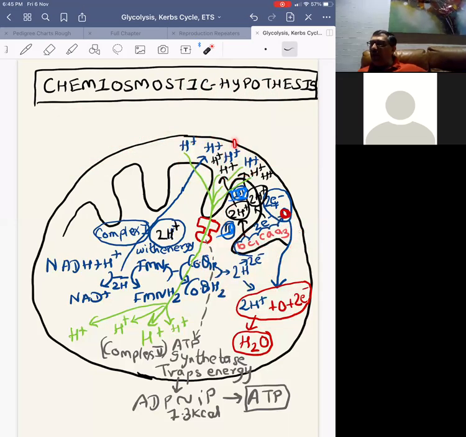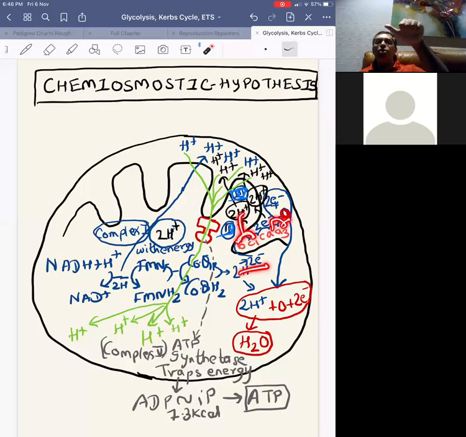So intermembranous space में कौन है? Proton, which is rich in energy. What will happen to electron? इलेक्ट्रॉन की सारी एनर्जी चली गई BC1 की और AA3 में.